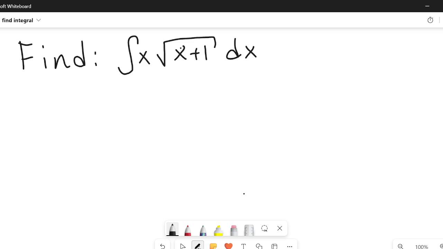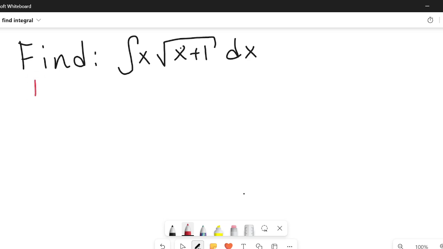In this video, we're going to calculate this integral of x radical of x plus 1 dx. How are we going to be able to calculate this integral? I'm going to use the method of substitution.